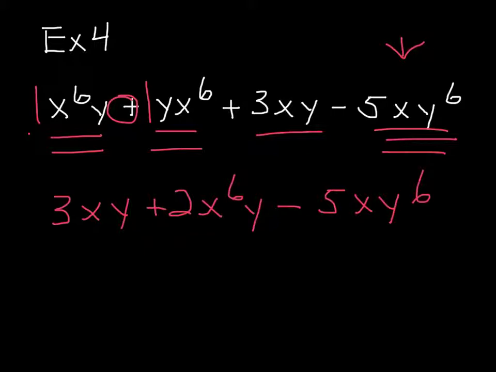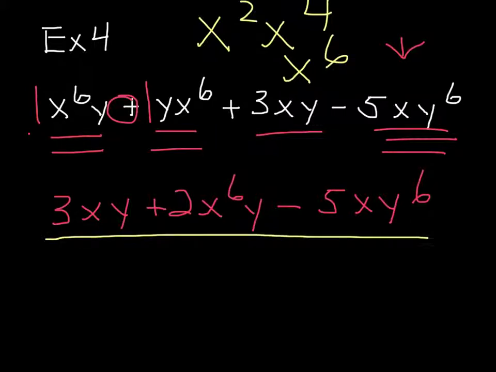Now notice that I did not do anything with the exponents. The only time you do something with the exponents is when you're multiplying powers. So if I had x squared times x to the 4th, that's x to the 6. That's where you add the exponents. Down here, I do nothing with the exponents. All I do is combine like terms. The exponents stay the same.